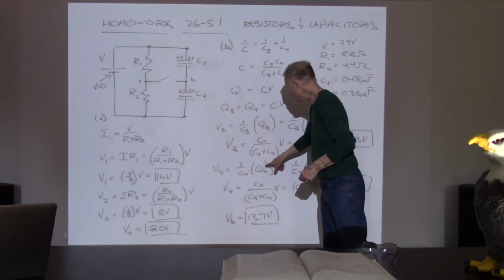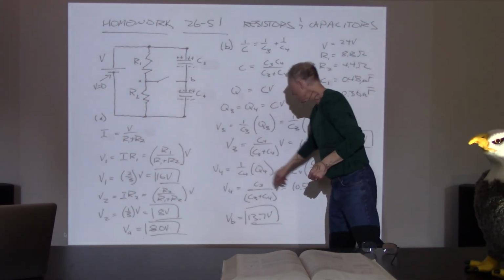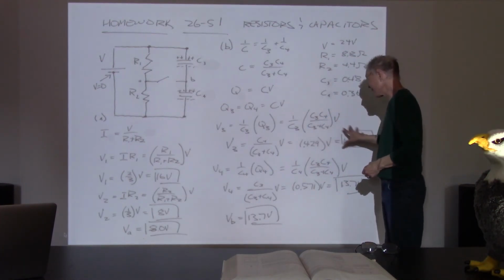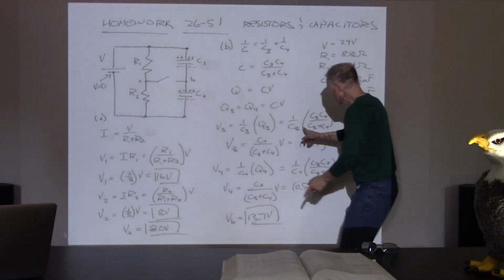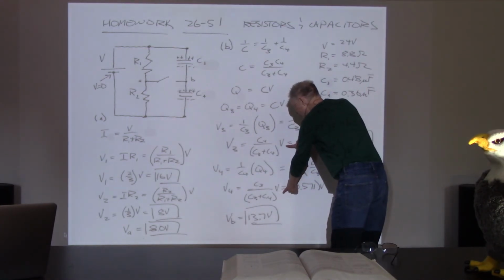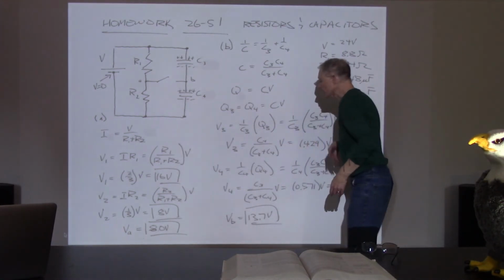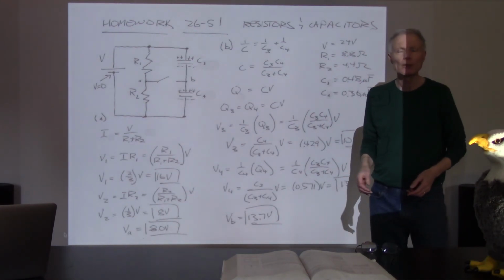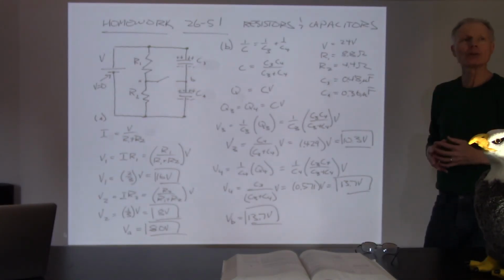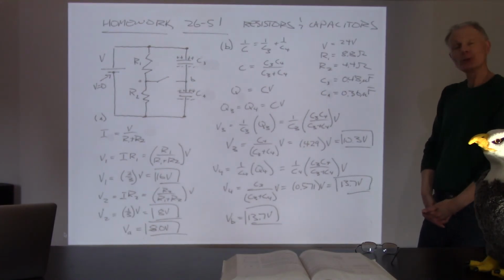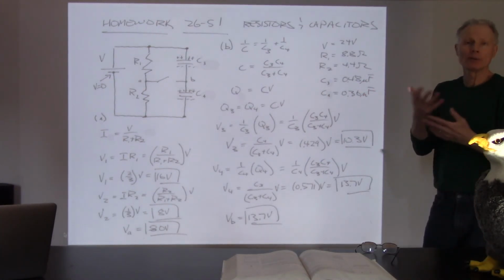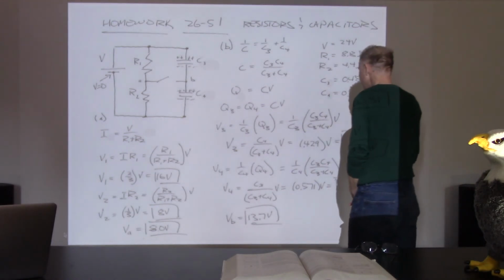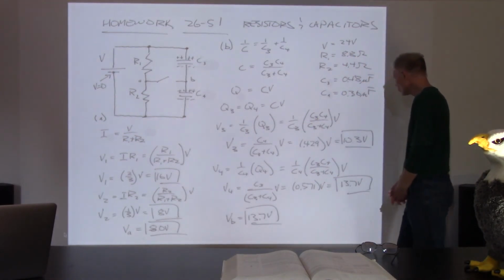Voltage across capacitor 4, Q4 over C4. And then I carried out the algebra, and what I ended up with were these two equations, which again are voltage divider equations. Not only are the two resistors dividing up the 24 volts, the two capacitors in their branch are also dividing up the total 24 volts.